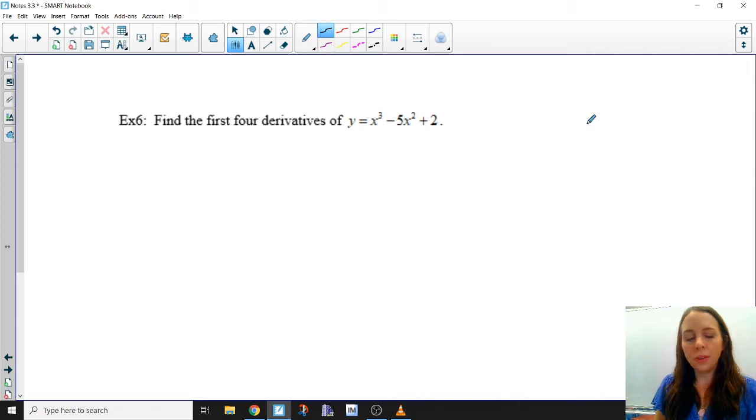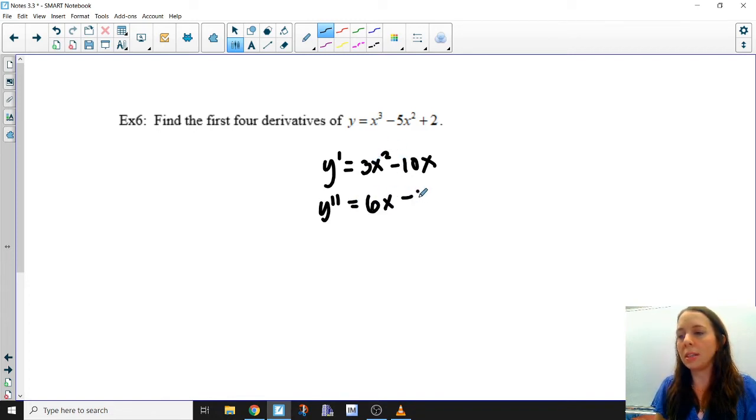All right, so I said these are fun because for a simple polynomial like this, the derivative will eventually just go to what? What do you think? Let's see. Y prime of x cubed minus 5x squared plus 2 is 3x squared minus 10x, right? Let's differentiate again. Y double prime is 6x minus 10. Now, we're doing the first four derivatives, but do you see what's going to happen? Can you predict what will happen for that fourth derivative?